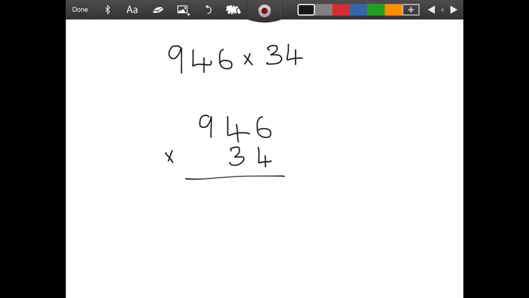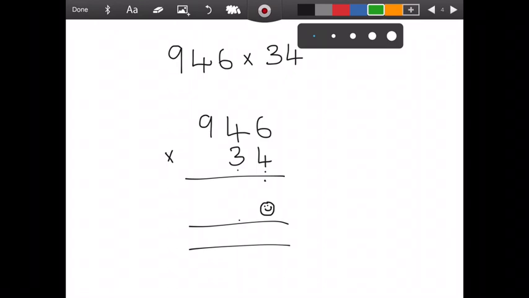I'm remembering to leave my double space to work with my 4 and my 30, and then my line where I can do my addition. I put the placeholder 0 into my ones column on the second level to make sure that I can start that level in the tens column. Pause the video now and have a go at the rest of the calculation.